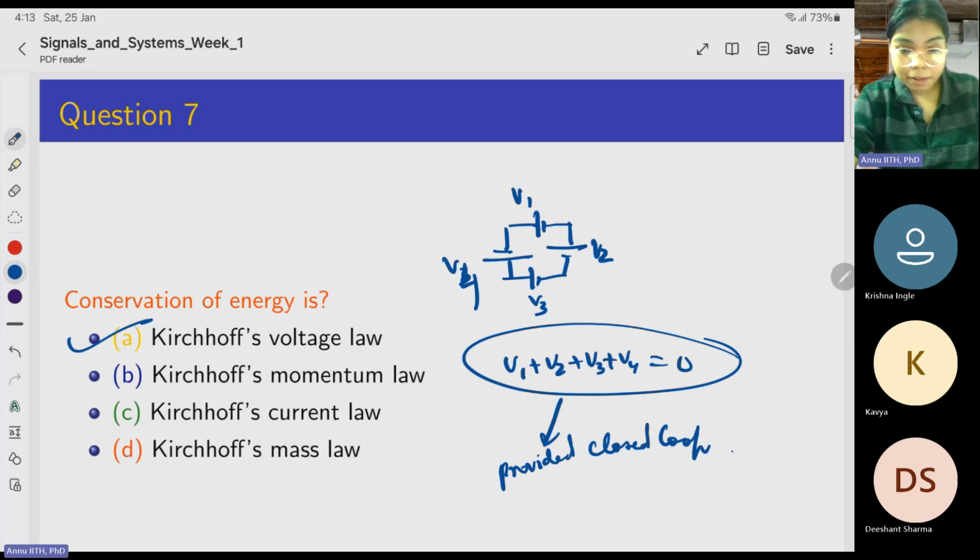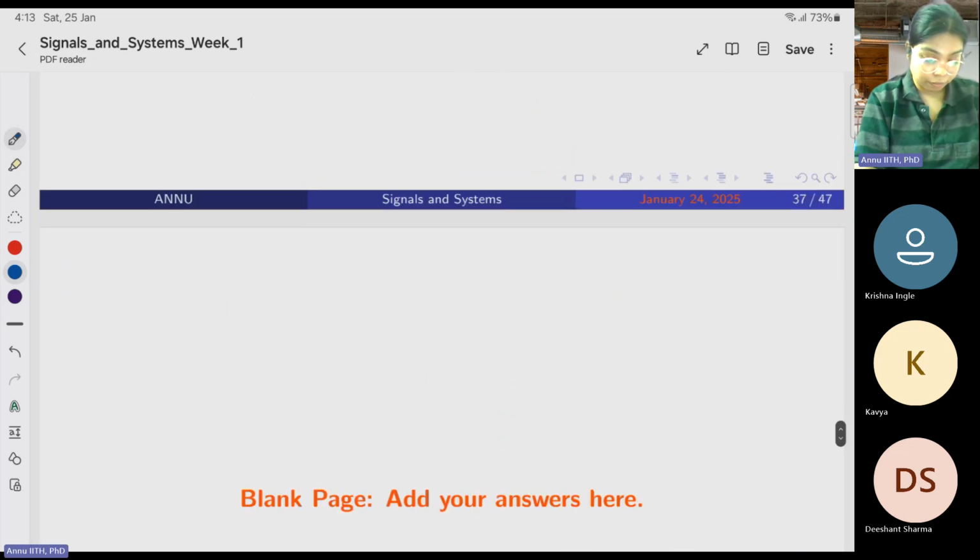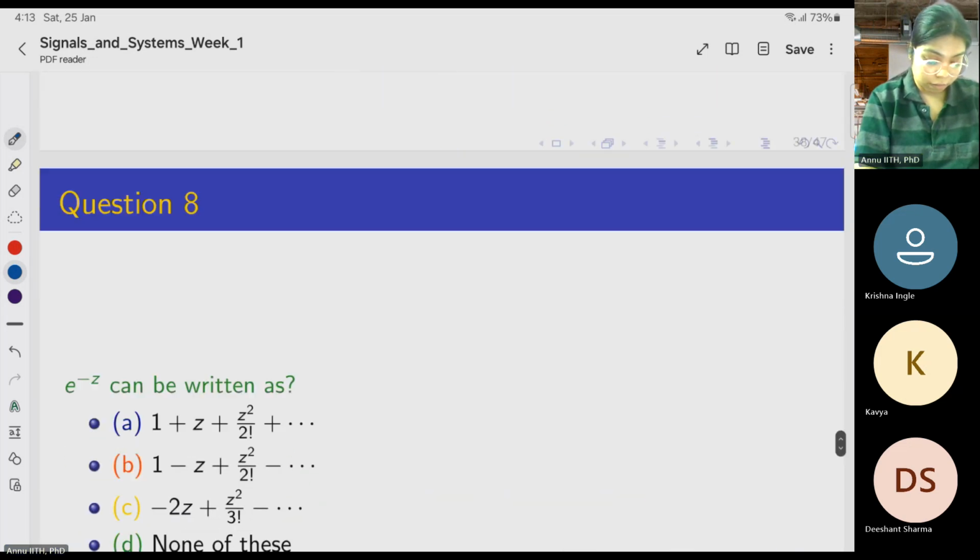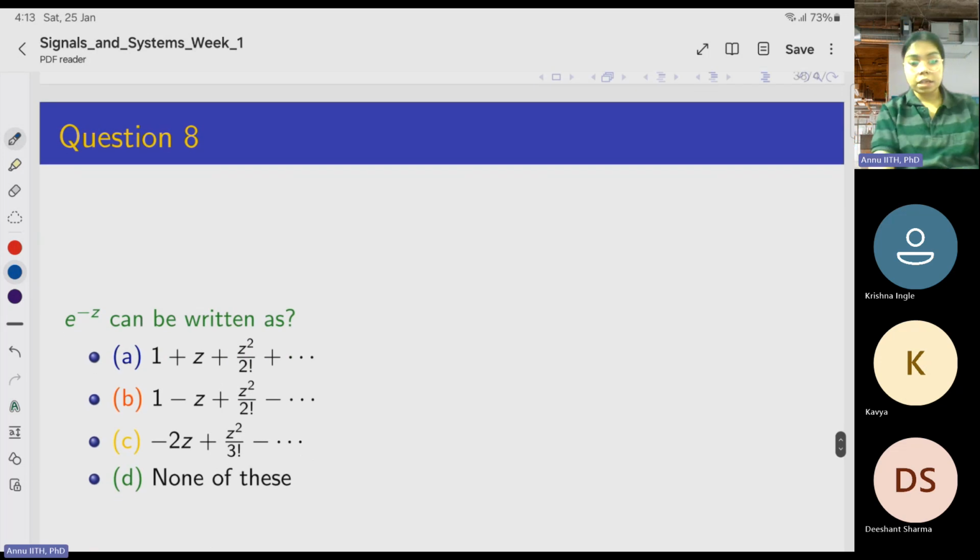We have solved some of the questions. Now, moving to the next question. Tell me, it was straightforward. So the exponential function can be represented as a Taylor series expansion. What is a Taylor series?